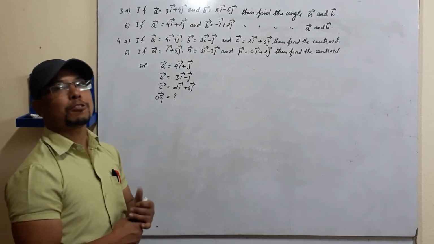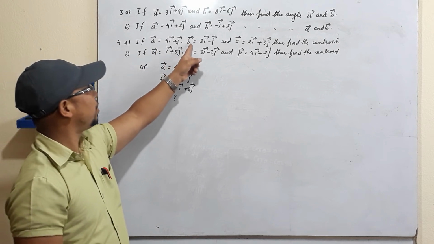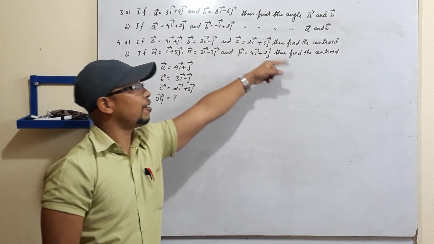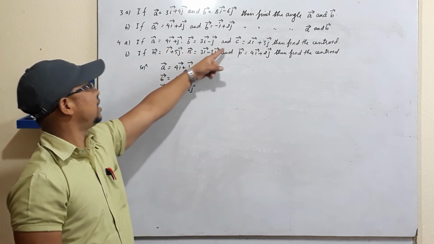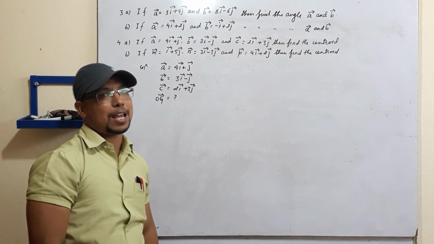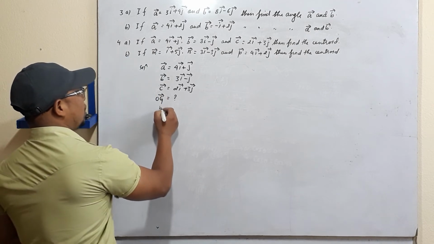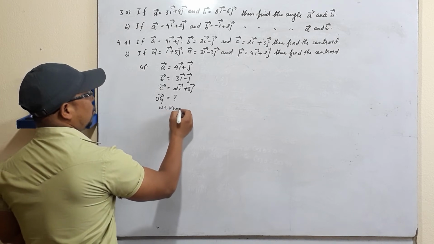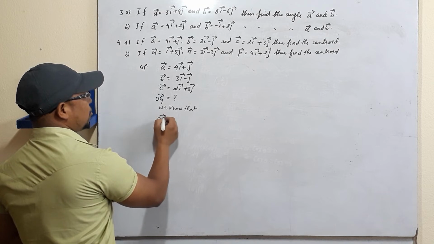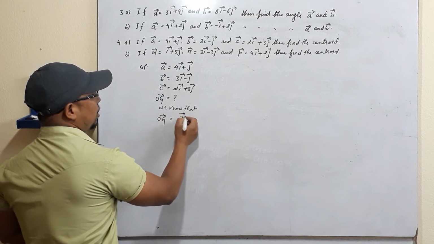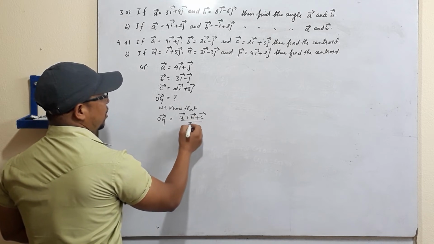Okay, now let's do question number 4. In question number 4, you are given a vector, b vector, c vector, then you have to find the centroid. These vectors are given, and we are finding the centroid. And simple, the centroid formula everyone knows. Now we know that, what is the centroid formula? Centroid is denoted by G. So OG vector equals a vector plus b vector plus c vector whole divided by 3.